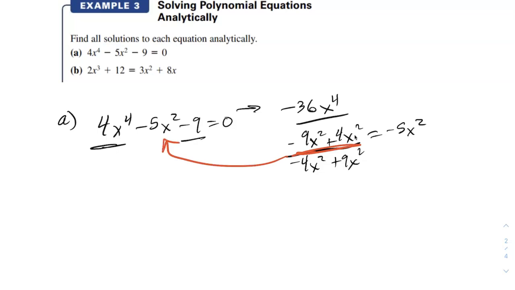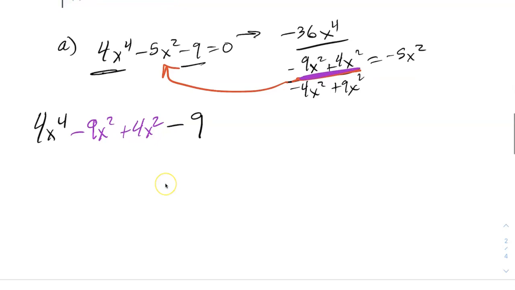So the 4x to the 4th stays. The minus 9 in the back stays. The middle gets changed to this. Sorry, minus 9x squared plus 4x squared. So I get something like that. Right? You change the middle with that. And now we factor by grouping.